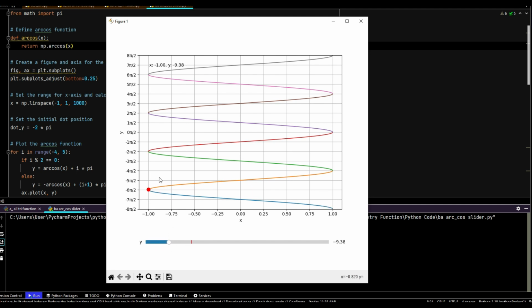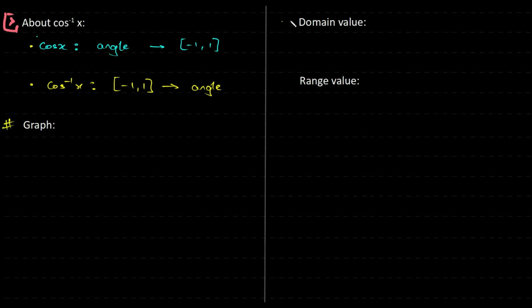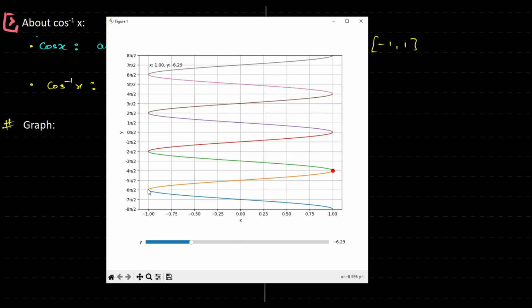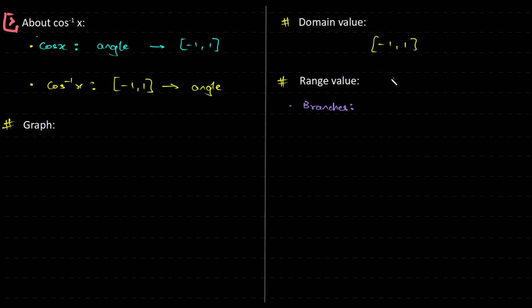So I can take from -6 pi by 2 till -4 pi by 2. That is one of the branches. So domain is very clear. Domain is -1 to 1, while the range over here, we need to talk in terms of branches. So one of the possible branches is looking at -6 pi by 2 to -4 pi by 2. This is the first possibility.